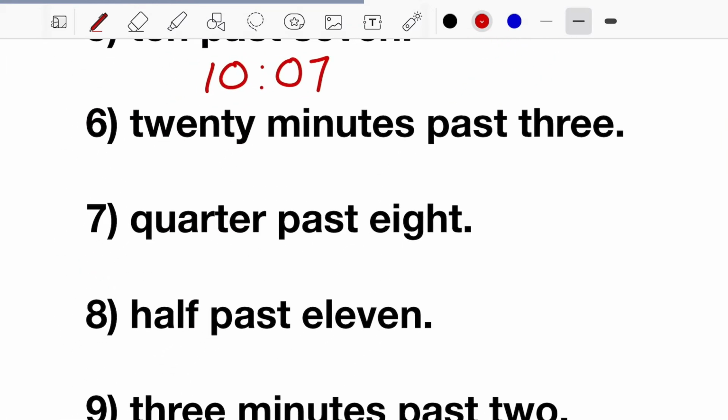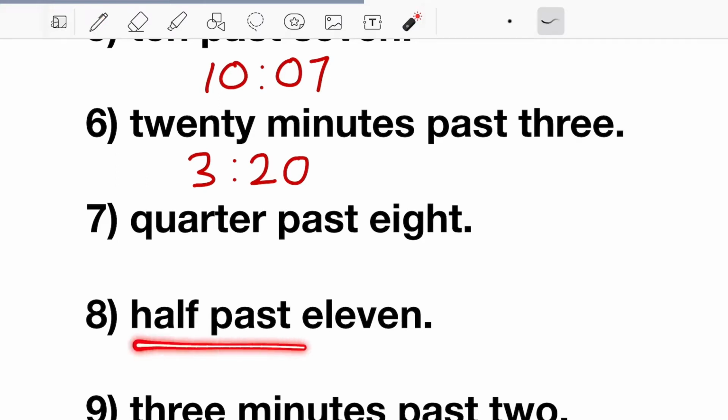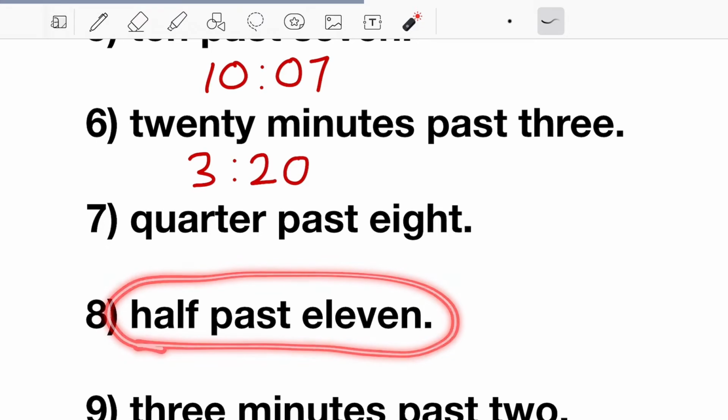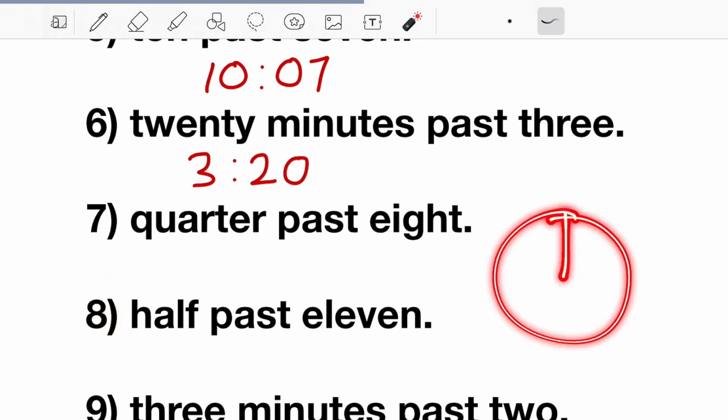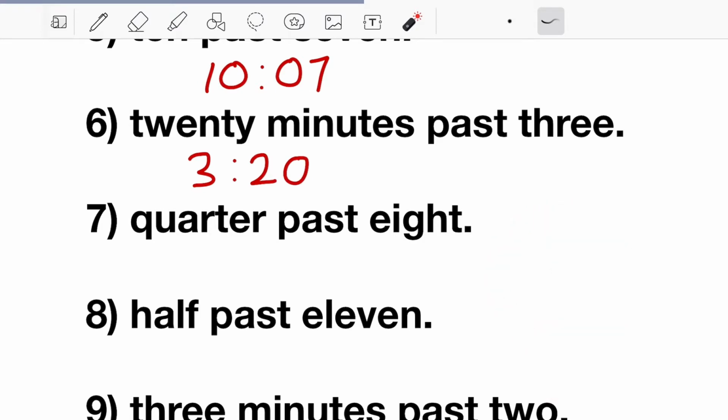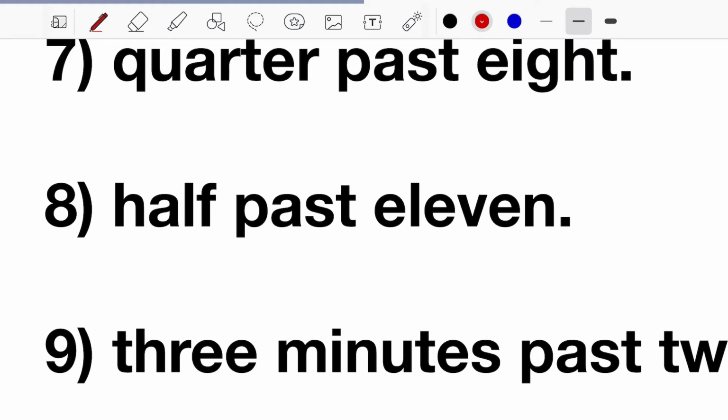20 minutes past 3, so that would be 3:20. Half past means half of the entire circle, so that will be on the 6 down here, which will mean 30 minutes. So half past means 30 minutes has passed, and it's 11, so that's half past 11, 11:30.